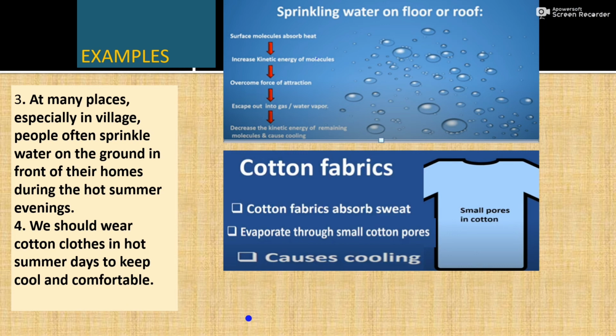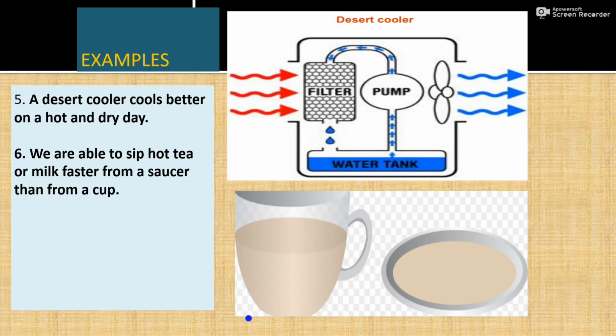At many places, especially in villages, people often sprinkle water on the ground in front of their homes during the hot summer evenings. We should wear cotton clothes on hot summer days to keep cool and comfortable. Then a desert cooler works better on a hot and dry day. We are able to sip hot tea or milk faster from a saucer than from a cup.